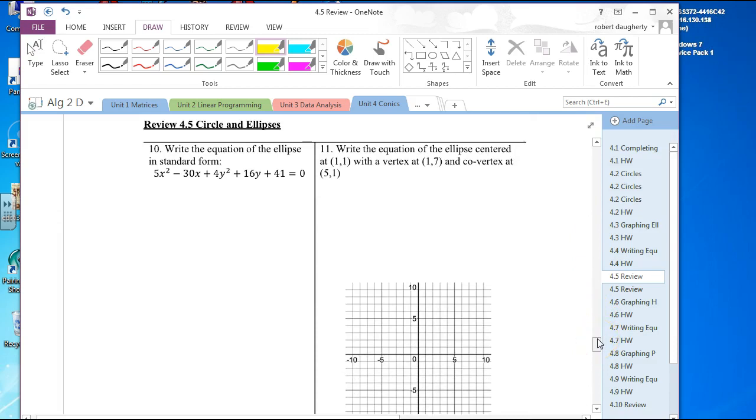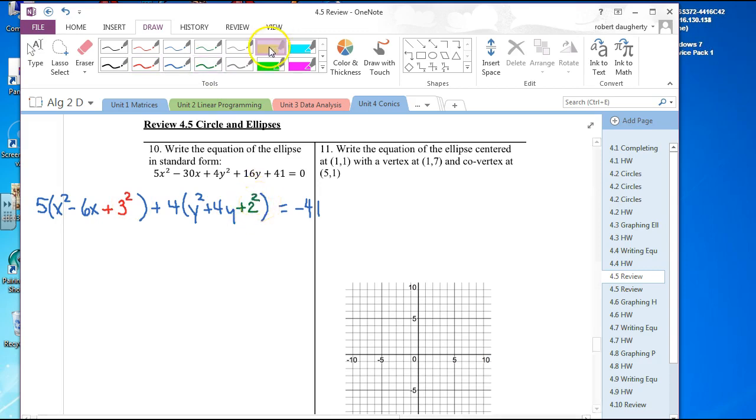Write this ellipse in standard form. So this is another example of I need to know how to complete the square. So if you look at this, I've got to factor out the 5. x squared minus 6x, and then I leave some space. Plus, factor out the 4. y squared plus 4y, leave some space, equals negative 41. Now to complete the square. In this first one, I've got to add half of 6 squared. The next one, half of 4 is 2, squared.